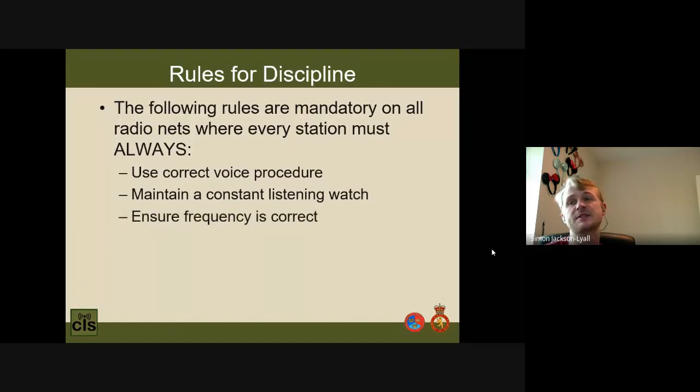Ensure the frequency is correct. Got the wrong frequency, it's going to be pointless. Answer all calls without delay.